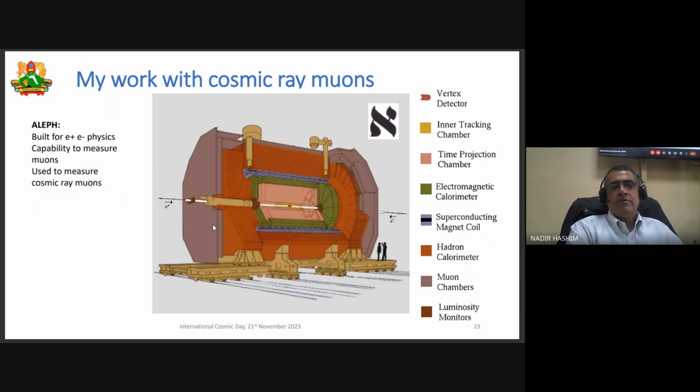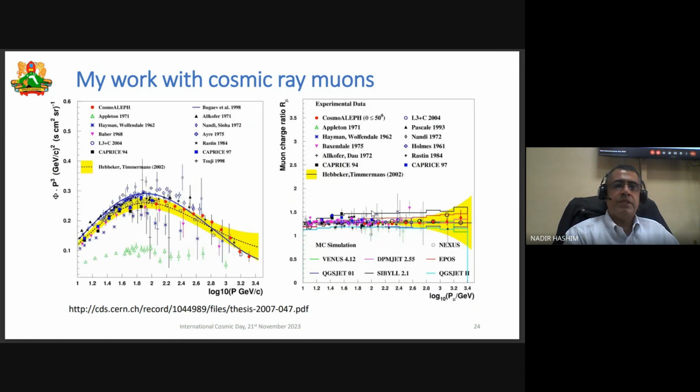So here is an image of the Aleph facility. As I said, it was built for e plus e minus physics, and one could also produce mu plus and mu minus. The innermost was the time projection chamber, and then we had the electromagnetic calorimeters, hadron calorimeters, and the outermost were the muon chambers. The muon chambers served as positive identification of the muon from cosmic rays, and we used the time projection chamber to measure the momentum spectrum of cosmic ray muons.